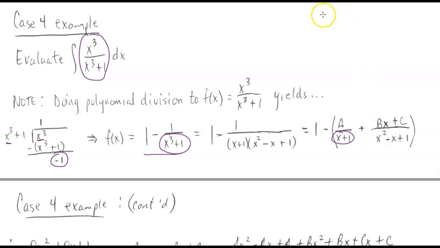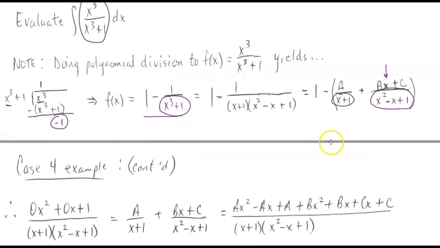Since we have our second term here that has a quadratic factor, a quadratic denominator, then that means that the degree of it is 2. Numerator must have a polynomial of degree 1. Of course, that looks like a linear expression.